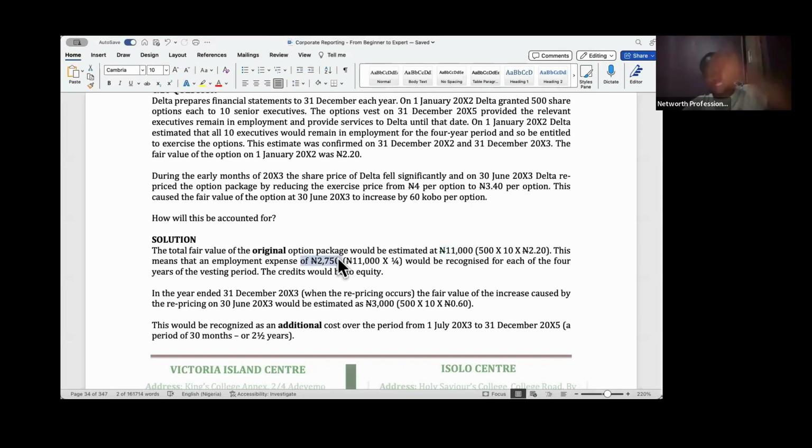Now, in 2003, we will still get 2,750 as what goes to staff cost because it's the same thing. The estimate is the same. No one is going to go at vesting date. However, in addition to that, there was a repricing on this date, and the fair value of the share option has increased by 60 kobo.